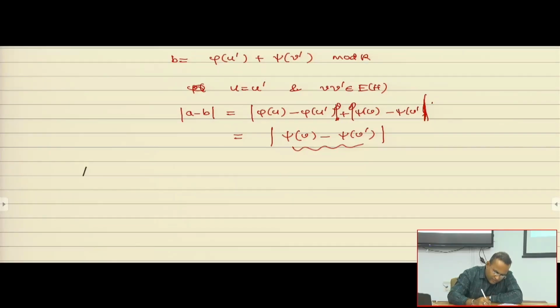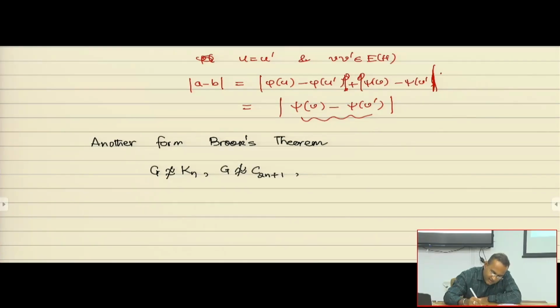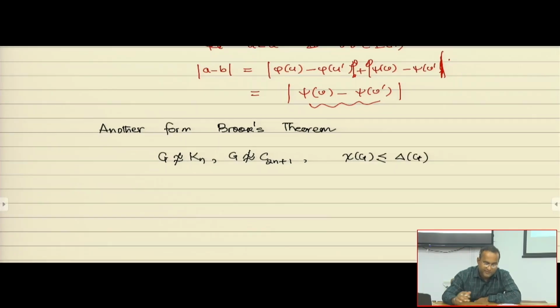Okay, another form of Brooks theorem. Let us try to see another form of Brooks theorem. What Brooks theorem says: if G is not K_n, or it is not a C_{2n+1}, then chi of G is at most delta of G, right?